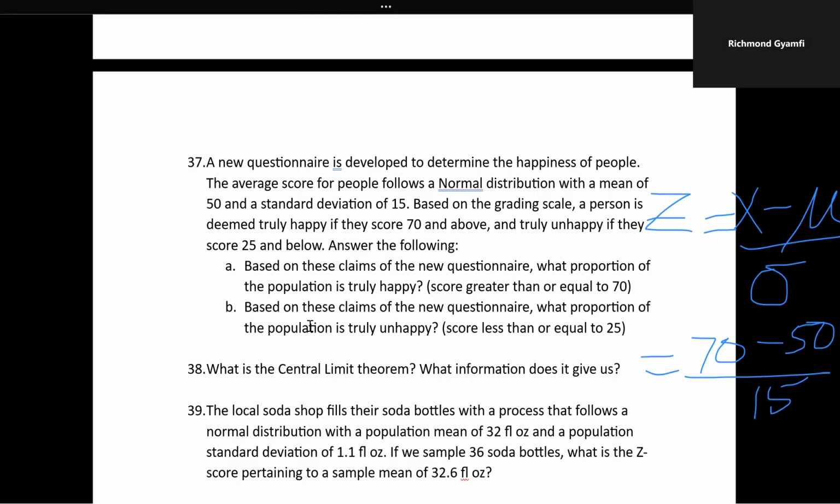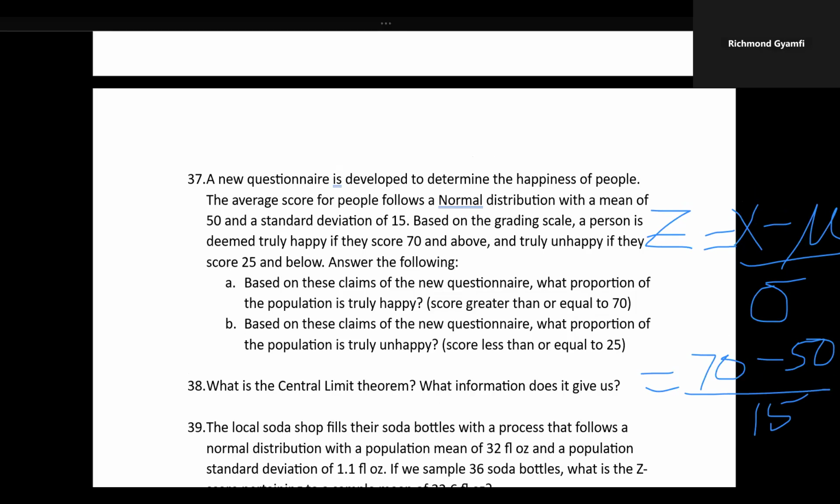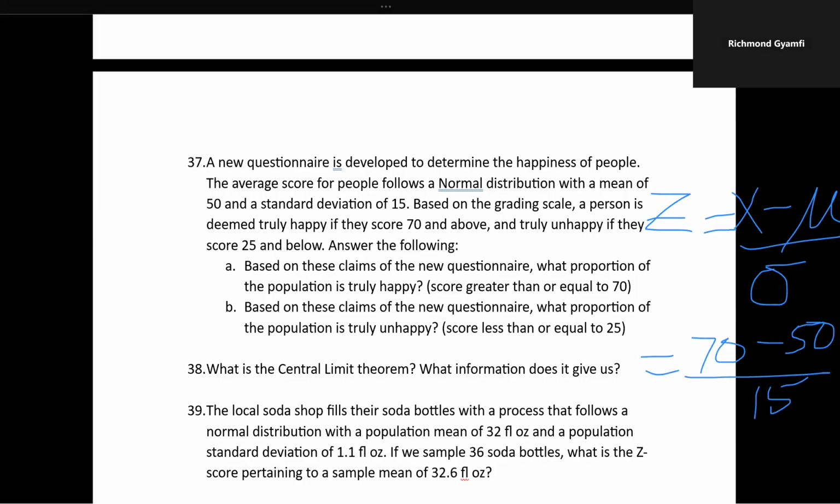So that is what I have, and then you put this in a calculator. You have 70 minus 50 is 20, and then you divide that by 15, which gives you 1.33. Remember, 2 decimal places for z, 1.33. That is our z.